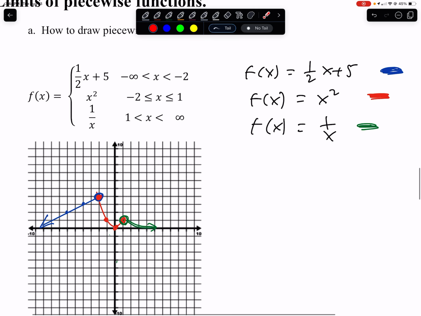Now I want to find a limit of a piecewise function. How do you do this? The limit as x approaches -4 of the function f of x.